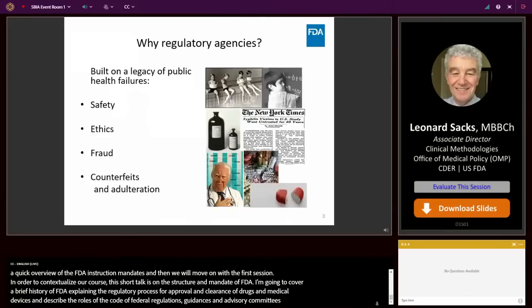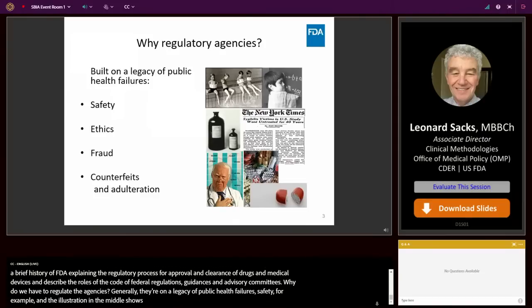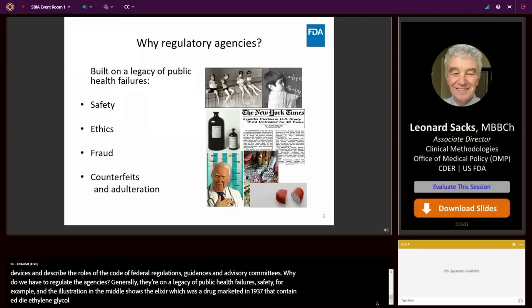Why do we have regulatory agencies? They're generally built on a legacy of public health failures. Safety, for example, and the illustration in the middle shows sulfanilamide elixir, which was a drug that was marketed in 1937. It contained diethylene glycol as a solvent, a very toxic compound, and resulted in the deaths of 107 people, including many children. And that was the basis for many of the new safety regulations.